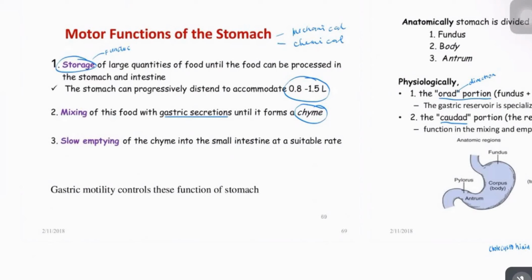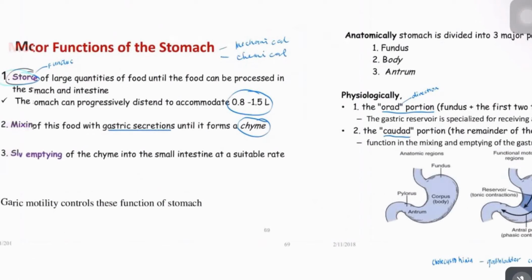Siyempre, iba-iba naman ng capacity kapag different races. Kung maliit na tao or stature ng tao, then iba din yung capacity. So, depende. Next is mixing of food with your gastric secretions until it forms chyme. Okay, so food plus gastric secretion equals chyme. Then slow emptying of chyme into the small intestine at a suitable rate, and gastric motility controls the function.